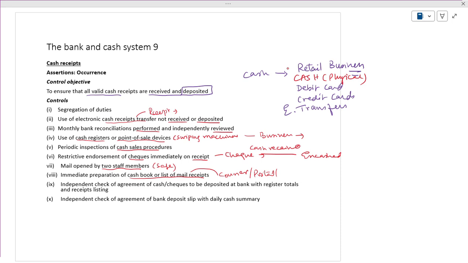You should not delay. Independent check of agreement of cash and checks deposited at the bank with the registered total. Whenever you are depositing, one person will receive, one person will deposit, and one person will review independently.